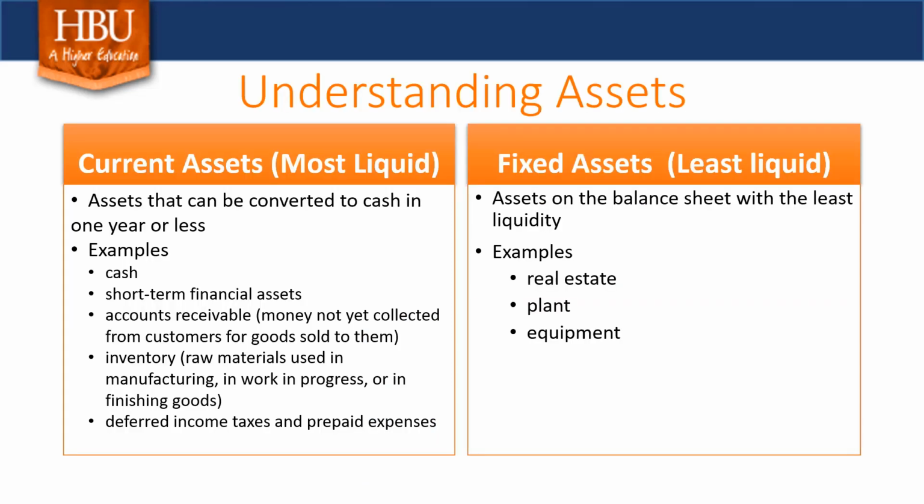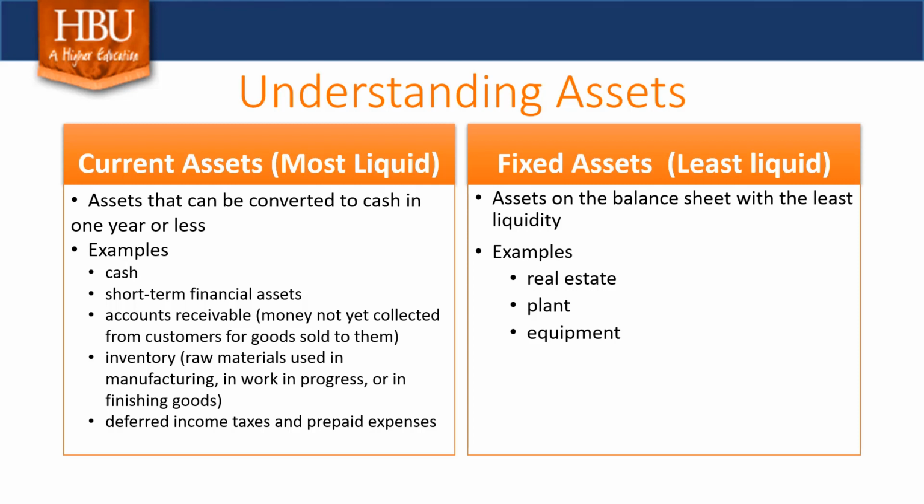Let's dive into understanding assets a little further. Our most liquid assets are what we call current assets. They're the assets that can be converted to cash in 1 year or less. Some examples of these, while not all-encompassing, make a pretty good list. Cash, short-term financial assets, and also accounts receivable, or money that is not yet collected from customers for goods that have been sold to them.